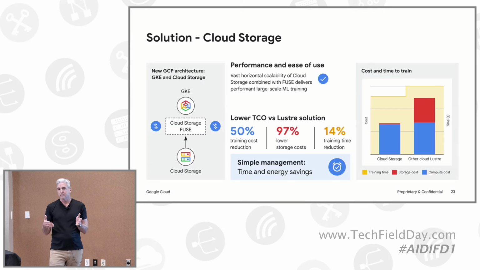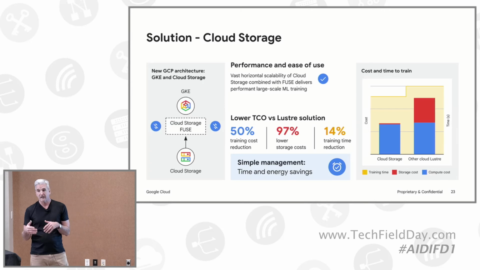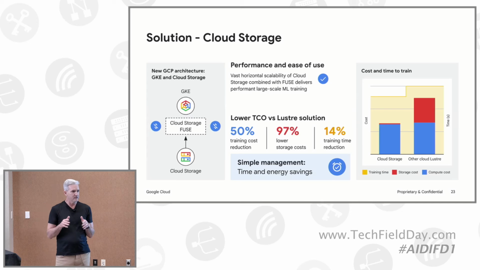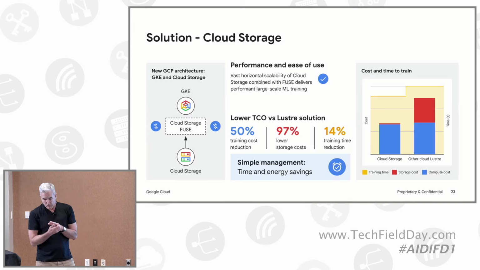One of the things they were able to do with FUSE and the local cache is replace many of their Lustre clusters with GCS FUSE. That is not to say that GCS FUSE is going to be the same performance as Lustre, but it was sufficient for them to meet their needs. And so they found up to 50% reduction in their overall training cost, and 14% reduction in their training time, which for them is actually more important.